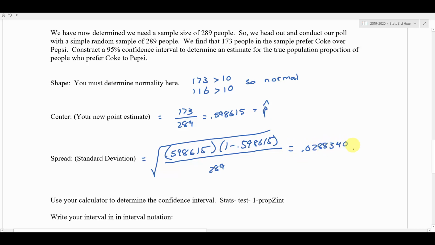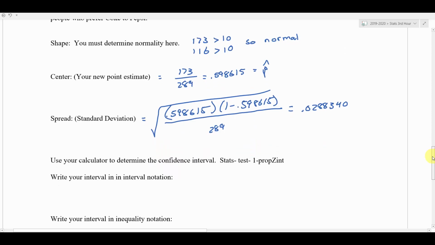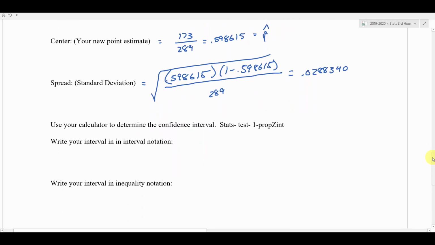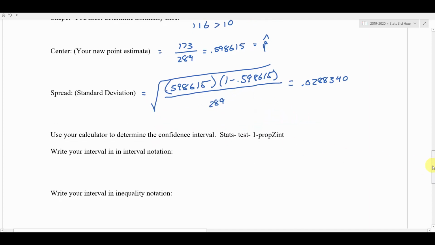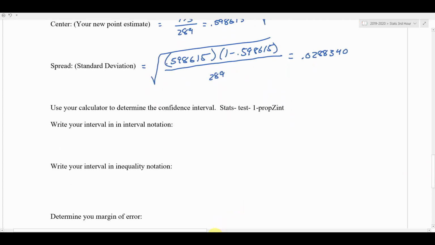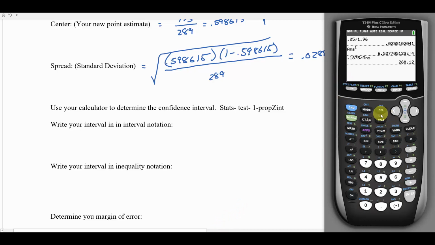340. Notice I'm carrying a lot of decimal places, or I'm trying to remember to, so that I don't have any errors at the end. Okay, so here I specifically want you to go ahead and use the calculator to figure out your confidence interval. We have gone through our requirements. We calculated our center and our spread. So let's use the calculator to finish this off. But again, be wary of becoming too reliant on this calculator here.